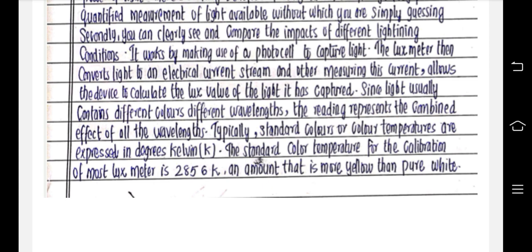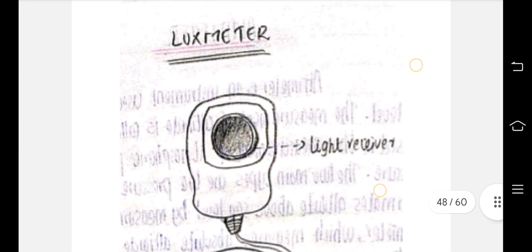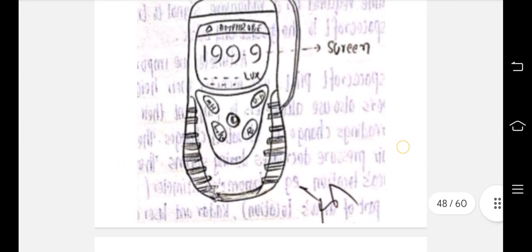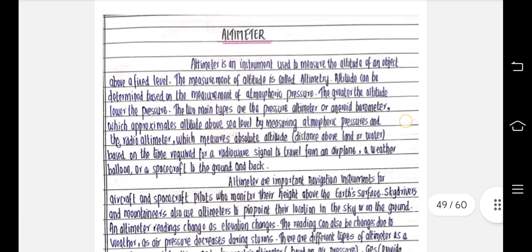Standard colors or color temperature are expressed in degrees Kelvin. The standard color temperature for the calibration of most lux meters is 2856K, an amount that is more yellow than pure white. Lux meter, light receiver, screen. Altimeter. After this we will be seeing all the subjects.